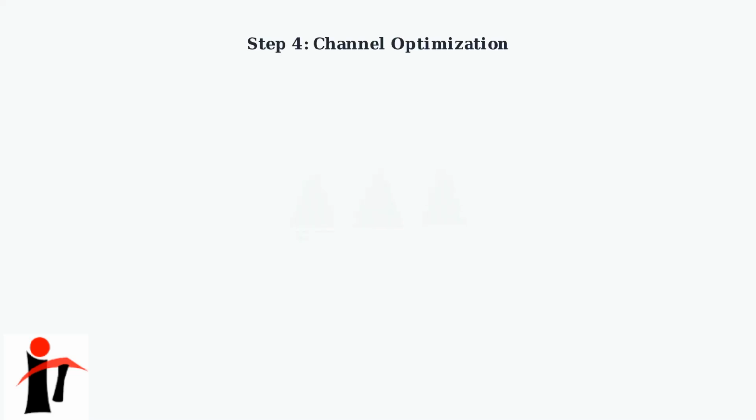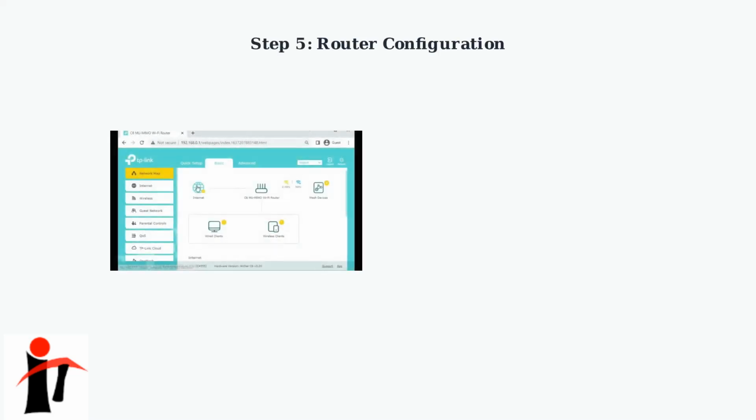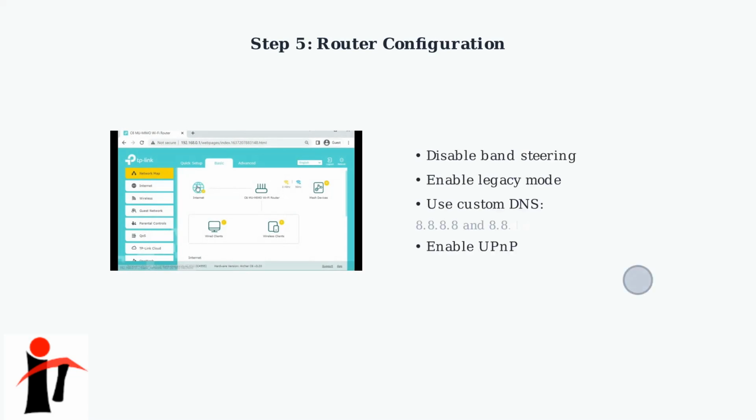For advanced troubleshooting, optimize your router's Wi-Fi channel. Switch to channels 1, 6, or 11 for the 2.4 GHz band, as these channels don't overlap with each other. Also set your router to 20 MHz channel width for better compatibility with the EE Box Mini. Access your router's web interface to make advanced configuration changes.